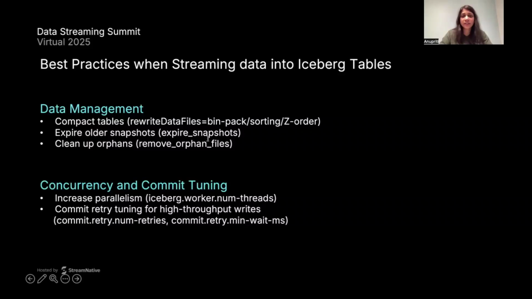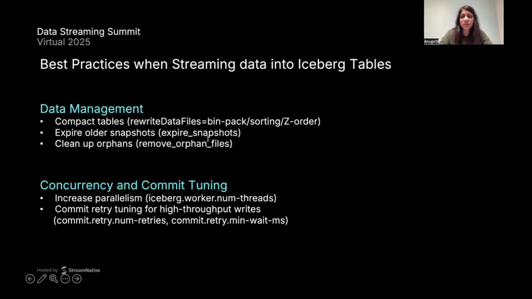Similarly, for the orphan files, these are the leftover data files from failed or aborted writes. They are not referenced in the metadata, but still sit in your S3 table bucket and accrue cost. Use the remove orphan files action to periodically clean them safely. These table maintenance steps are key to keeping streaming Iceberg tables fast, clean, and cost effective.